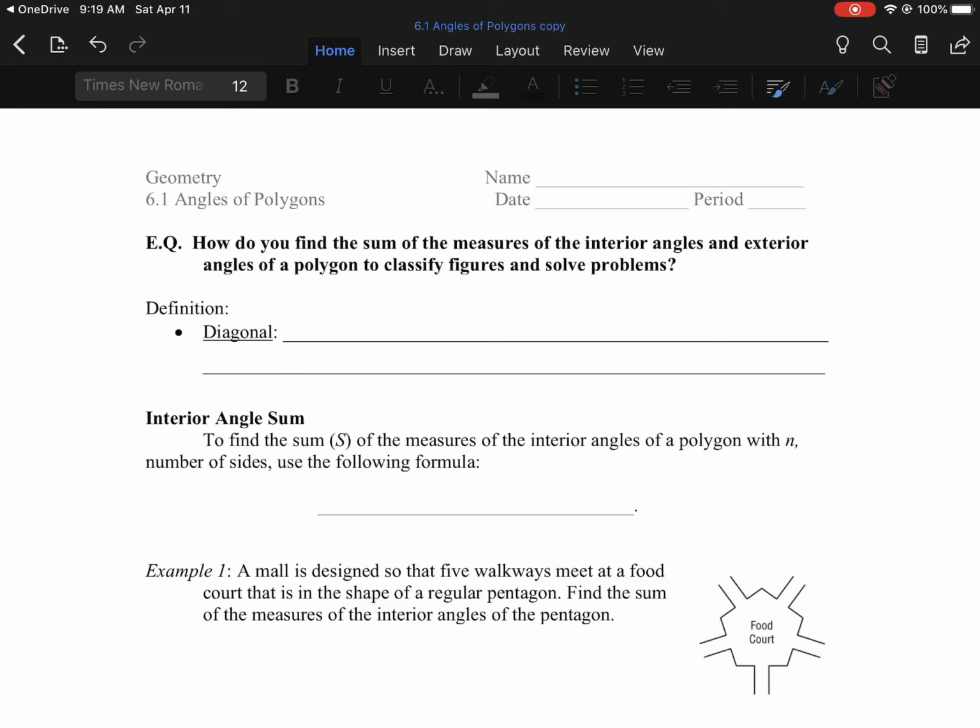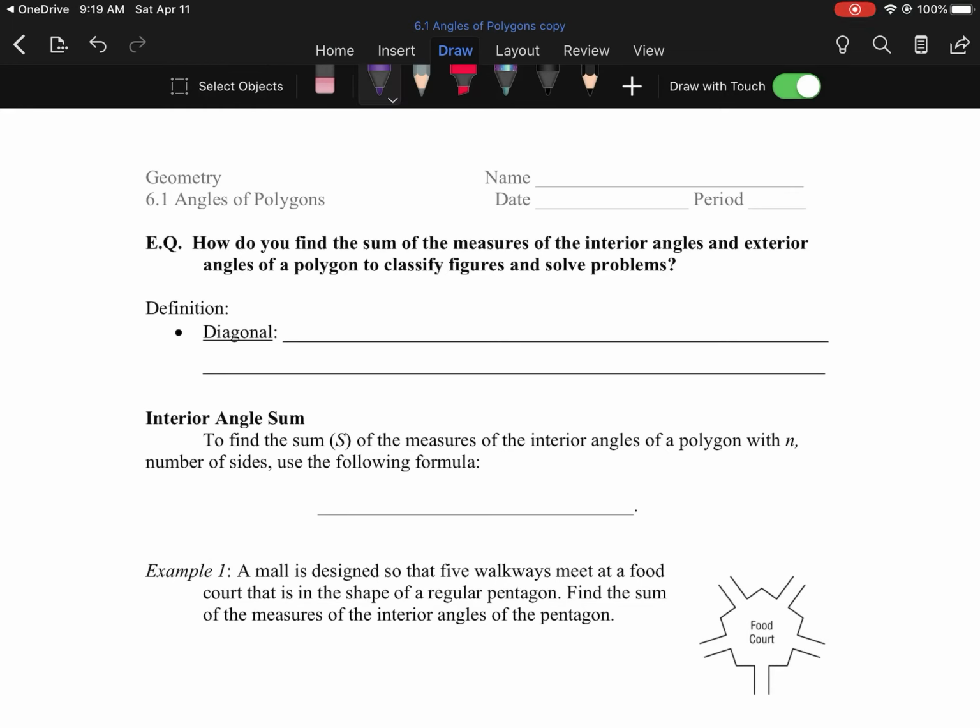Today's lesson is section 6.1, angles of polygons. So we are going to look at how you find the sum of the measures of interior angles and exterior angles. And then we're also going to use that more algebraically in finding the measure of each angle.